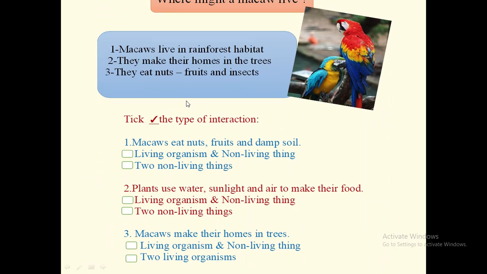Where might the macaw live? Macaws live in rainforest habitat. We have talked about this point. The macaws live in the rainforest habitat and they make their homes in the trees and they eat nuts, fruits and insects. Okay? Now choose the type of interaction. First point is macaws eat nuts, fruits and damp soil.